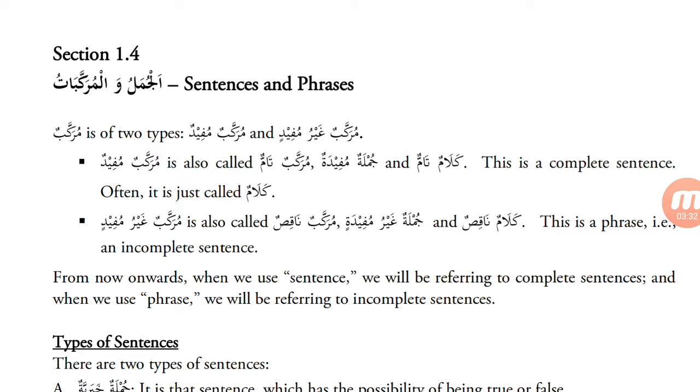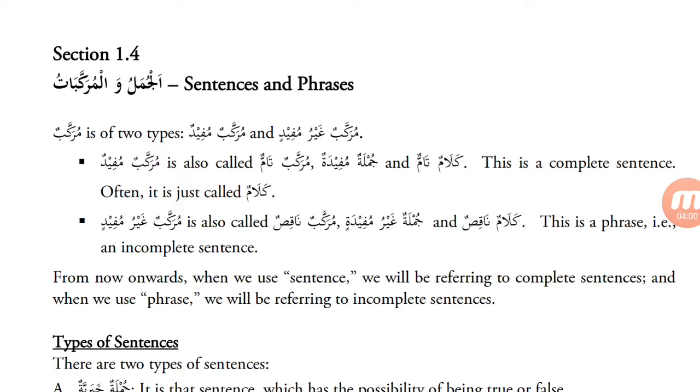Murakkab Ghayr Mufid is not a complete sentence. It is a part of a sentence. Juz. It is a phrase. For example, I may say, Zayd's book, Kitabu Zaydin. This is a Murakkab Idafi. This is not a complete sentence.